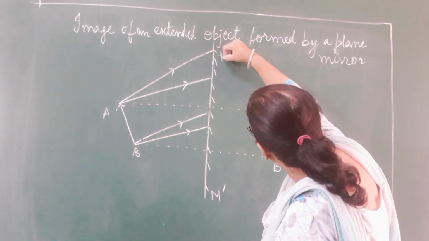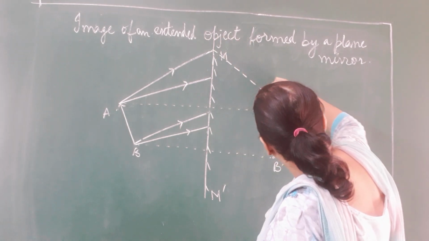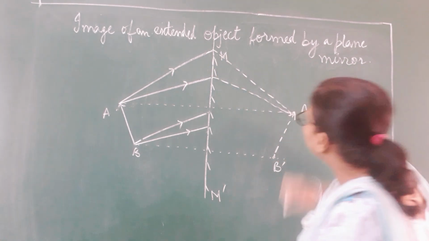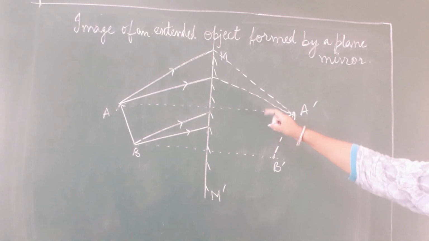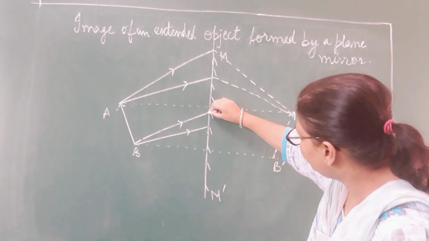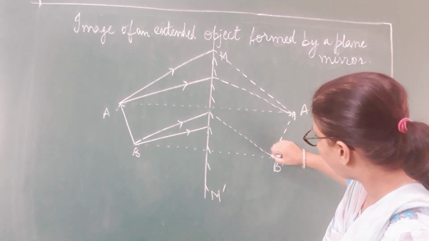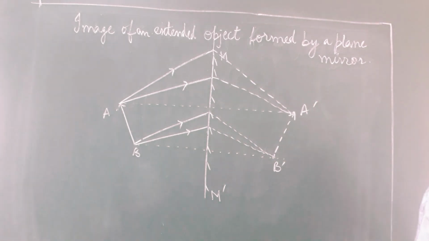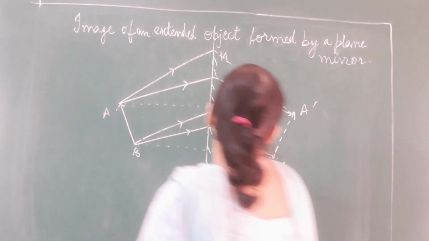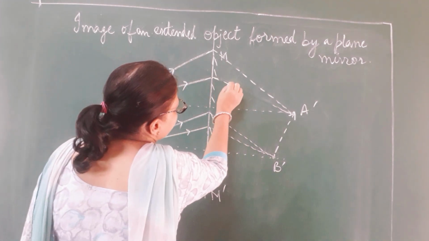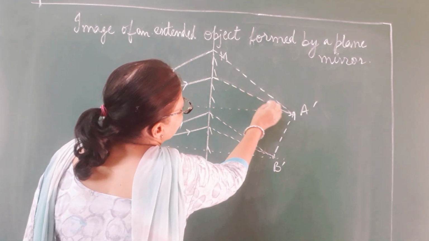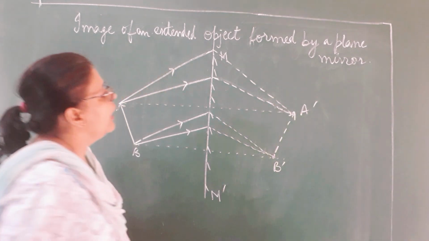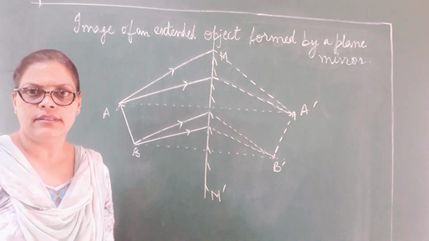I will pull them back so as to meet. First two rays will meet at A dash. You can see children, the first two rays I pull back at A dash, and the second two rays I pull back at B dash, like this. See, I'll just make it properly. I'll draw it nicely. I am not using a scale children, you will use a proper scale for the diagram. And I have drawn the dotted lines.